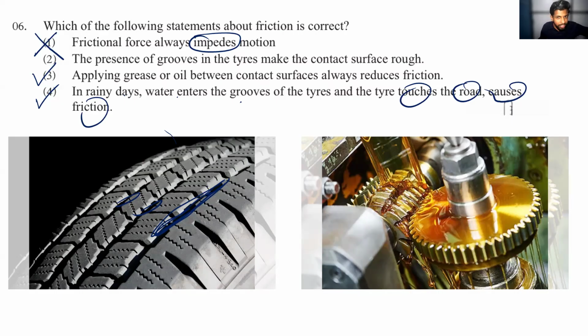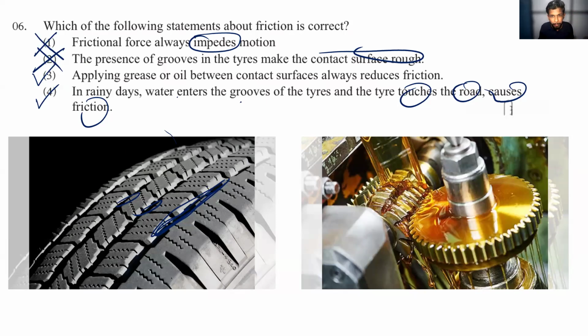So the grooves are made not to increase the frictional force, not to make the surface rough. Okay, that is wrong. But in the shoes, in the slippers, we have the grooves to make the surface rough. We are going to make the surface rough, right? So that's why we are putting the grooves in the slippers and the shoes. That's why option number 2 is wrong, option number 4 is correct.